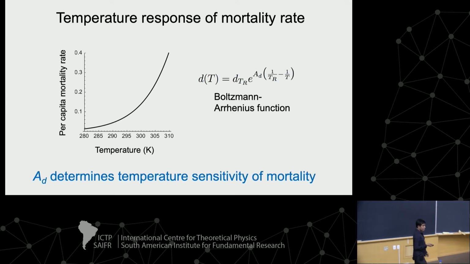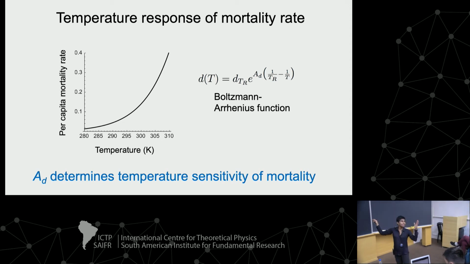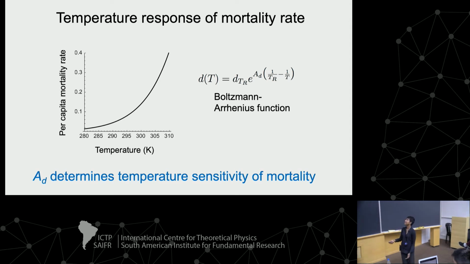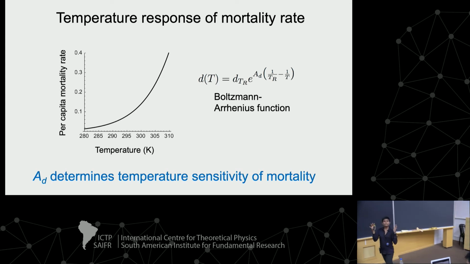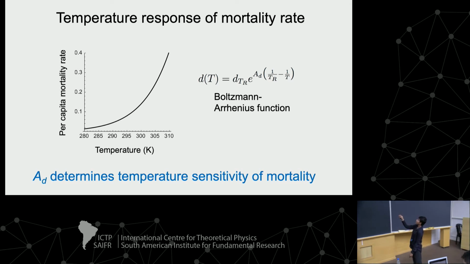So, the temperature response of the mortality rate, in all ectotherms, follows this pattern above the lower critical limit below which they are not viable, okay? And that's given by the Boltzmann-Arrhenius function, where dTi is the mortality rate, sort of a baseline mortality rate at TR, which is a reference temperature, generally between 20 and 30. And AD here is the Arrhenius constant, which determines how sensitive the mortality rate is to temperature, meaning how fast or slowly mortality increases with temperature. Now, we are going to really want to remember this.